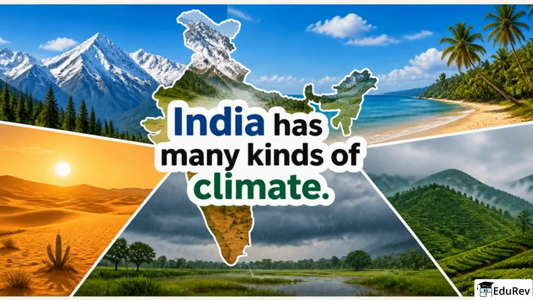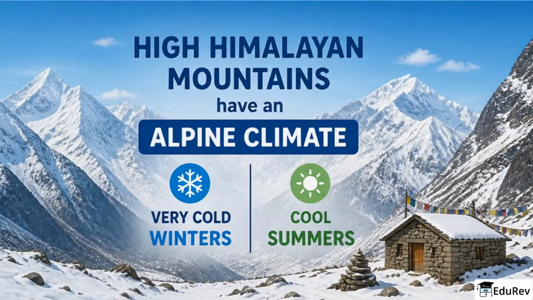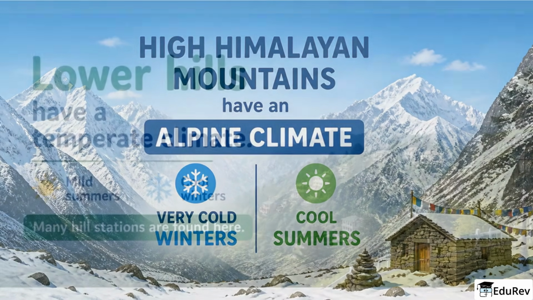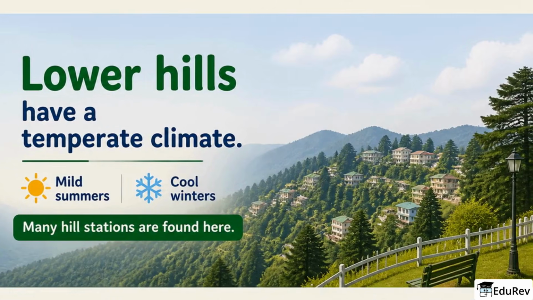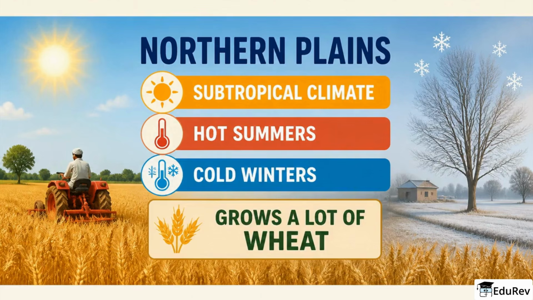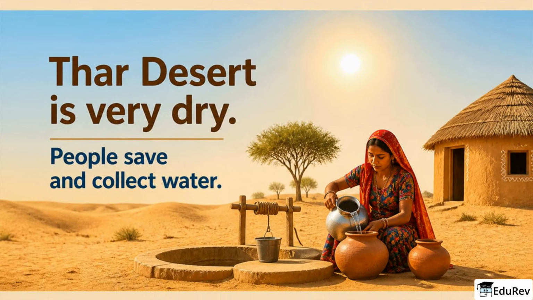India shows many kinds of climate because of its size and varied landforms. The high Himalayan mountains have an alpine climate, which means very cold winters and cool summers. The lower hills have a temperate climate with mild summers and cool winters, and many hill stations are here. The northern plains have a subtropical climate with very hot summers and fairly cold winters and grow a lot of wheat.